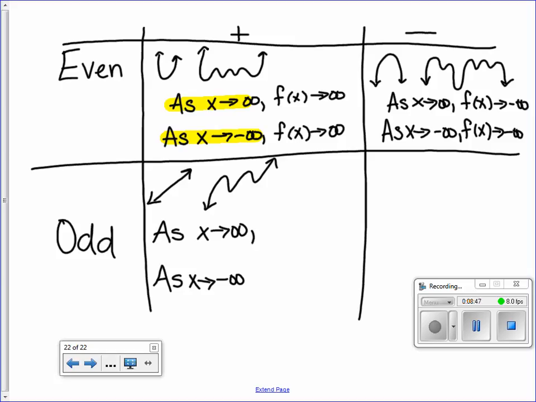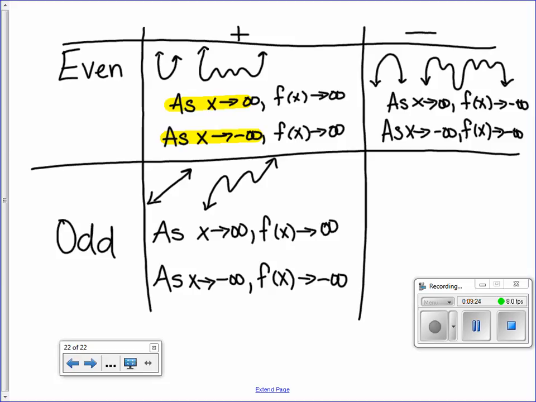So on this one, as x goes off to the right, what's the graph, that we call f of x, doing? The further I go right, what's happening to the graph? Positive infinity. And as x goes far left, what's happening to the graph? It's going to negative infinity. So that's odd with a positive lead coefficient.